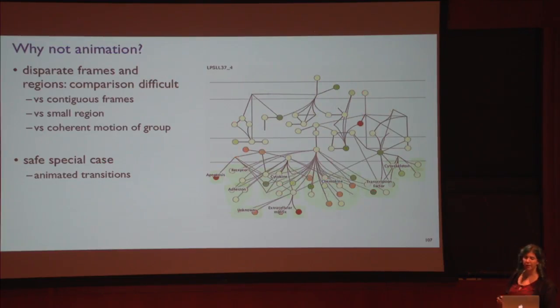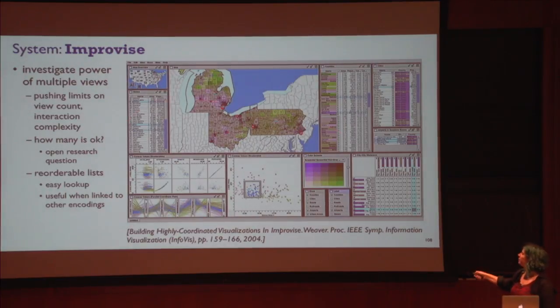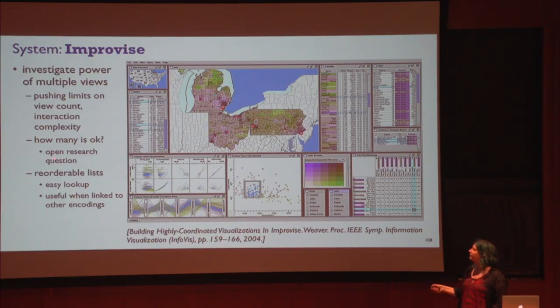So we already talked about why not animation as opposed to, say, multiple views. Here's an example of quite an ambitious system with a lot of linked views. This is probably pushing the limits on the number of windows you can usefully process at the same time. It's actually an open research question how many views you can get away with, and the answer is, it depends. Certainly more than 2, certainly less than 100.